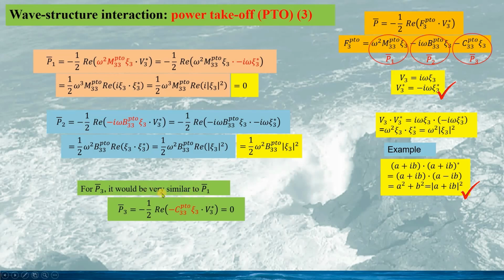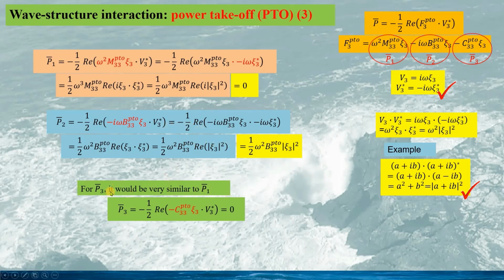For P3, it would be very similar to P1. The details were not given, but it would be 0. What happens here is that for P1 and P3, the PTO force has a phase difference of 90 degrees to the velocity. Therefore, for P1 and P3, the average would be 0. While for the second term of the power takeoff force, the force and the velocity have the same phase. Therefore, we can obtain the net average value from this damper PTO.